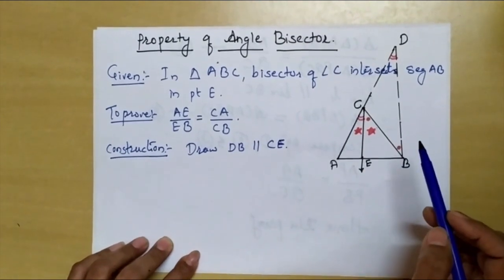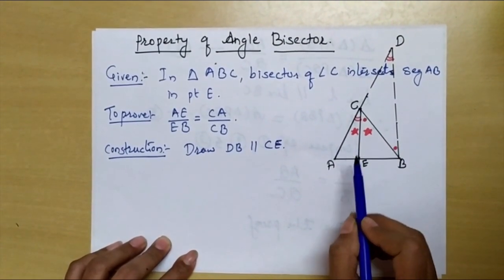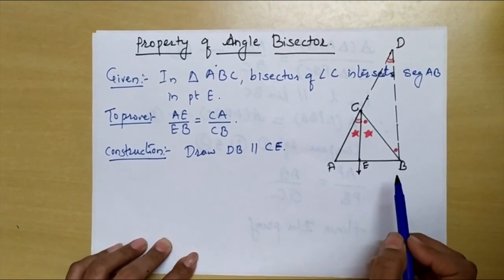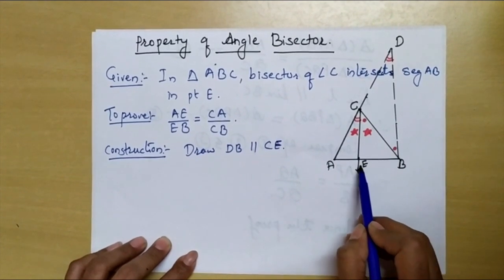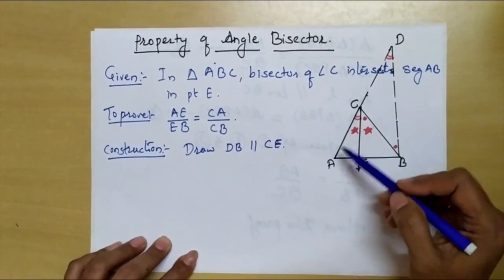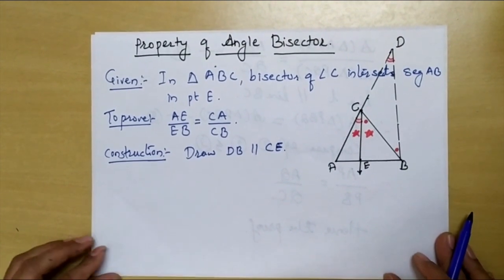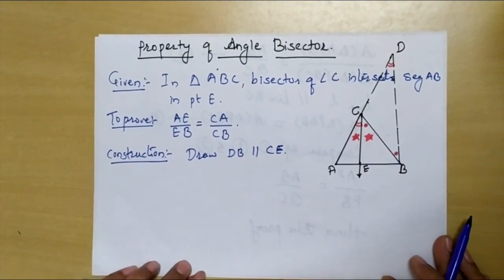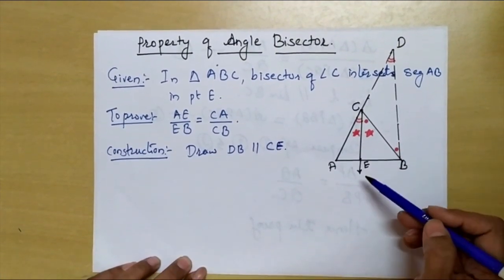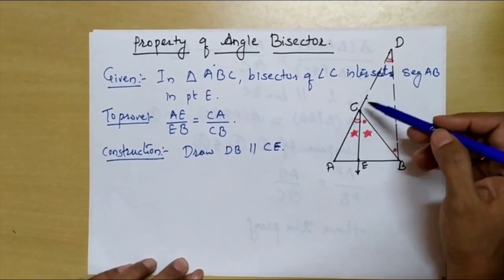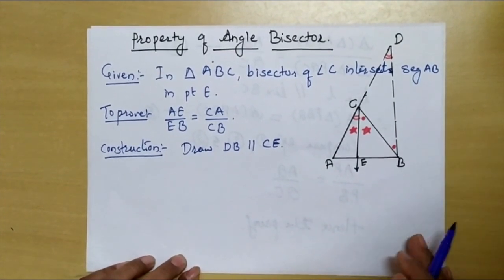Now we have to prove that if the angle bisector divides the triangle, it divides the sides in a ratio, that is AE upon EB is equal to AC upon CB. This we have to prove. So for that, let us draw segment DB parallel to segment CE and join this CD. Whatever is construction, that is shown with dotted lines.